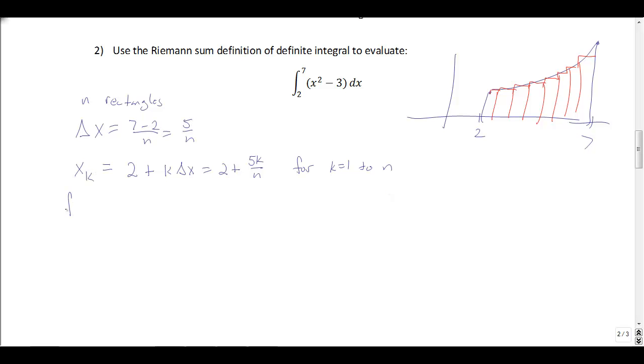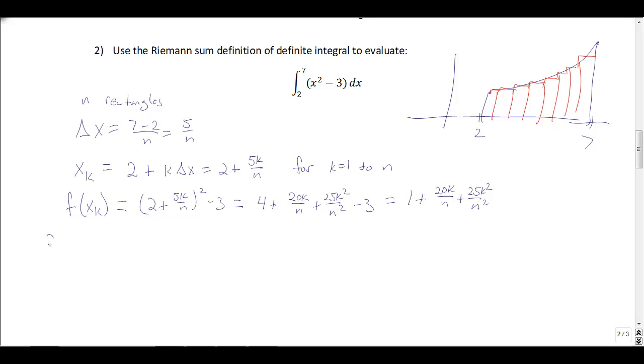Okay, so that's x_k. And then we're going to need f of x_k, the function value at x_k. Well, that's x squared minus 3, so x_k squared minus 3. So it's (2 plus 5k over n) squared minus 3. If you work that out, you do the square, I get 4 plus 20k over n plus 25k squared over n squared, minus 3. 4 minus 3 is 1, so that's 1 plus 20k over n plus 25k squared over n squared. So there's my f.